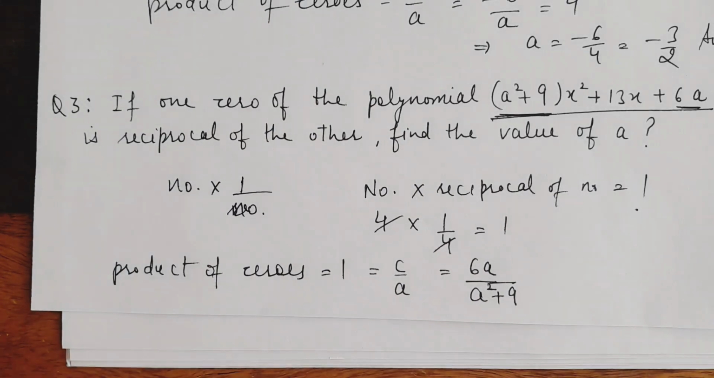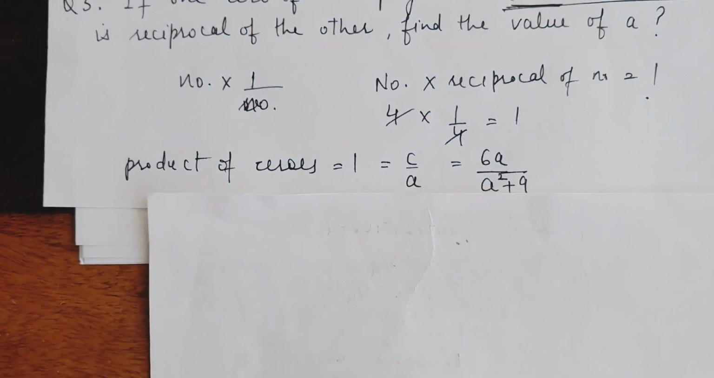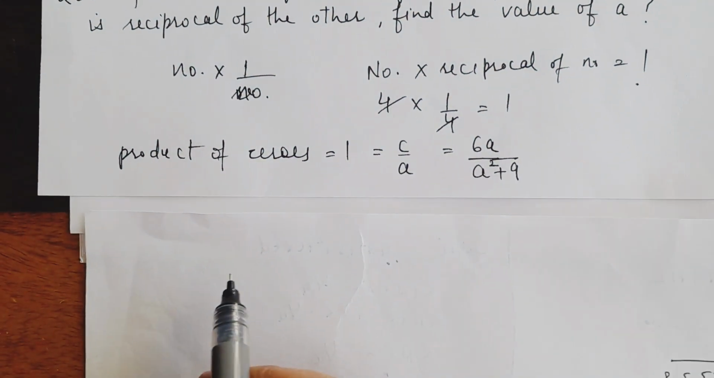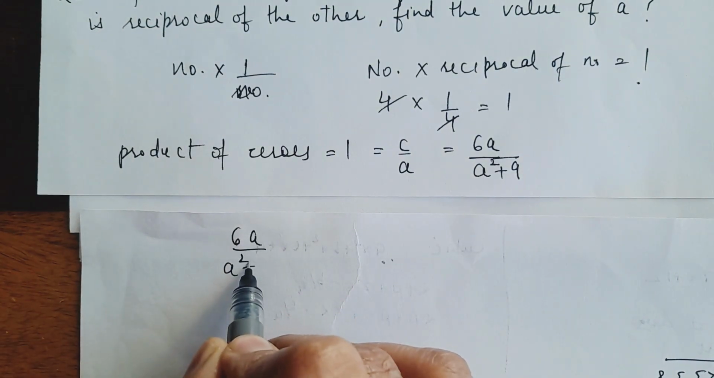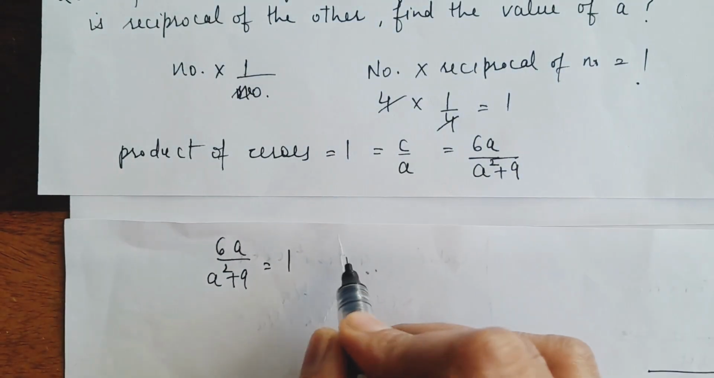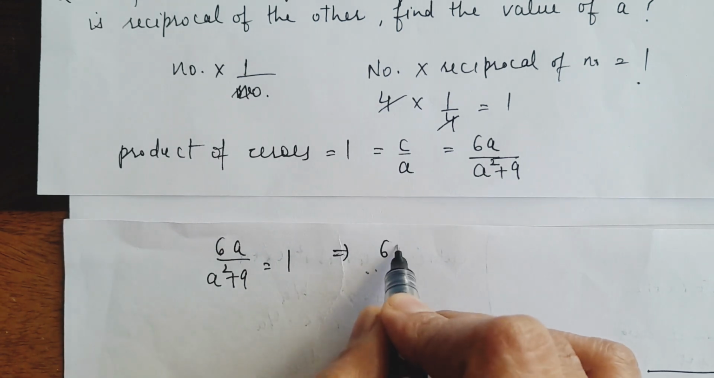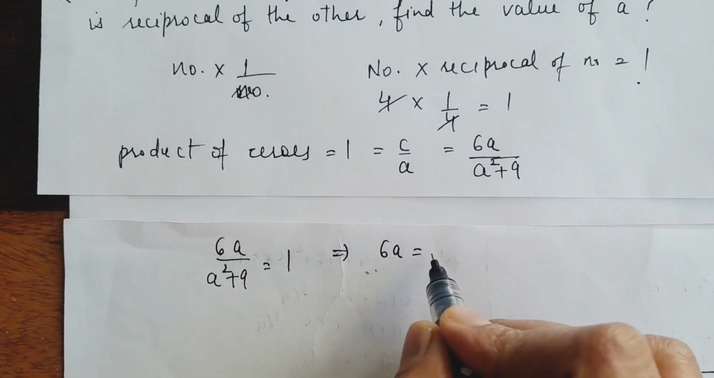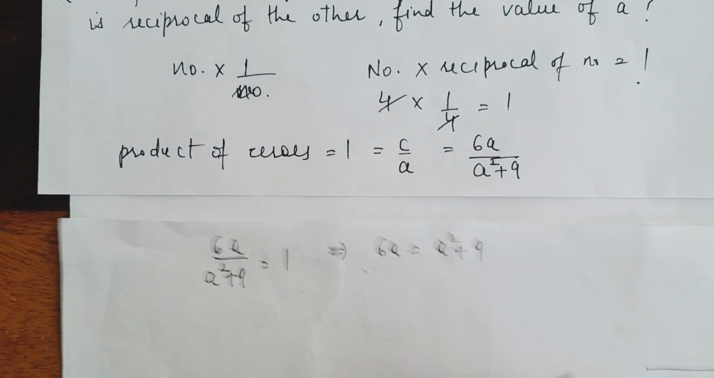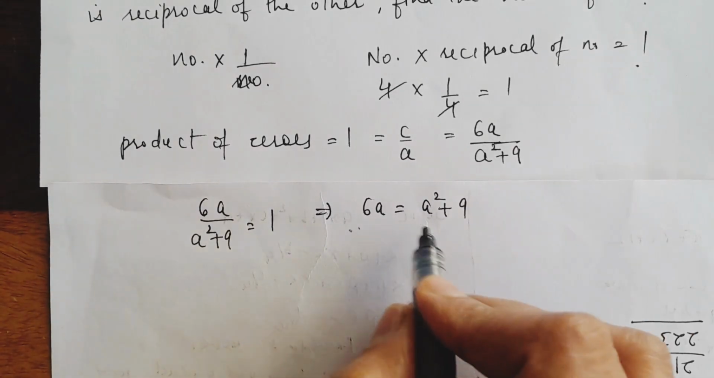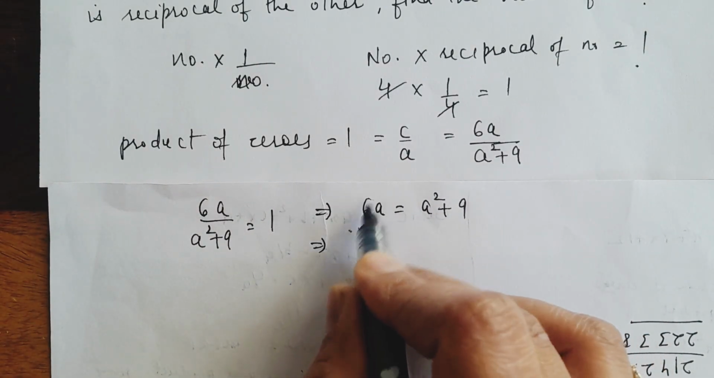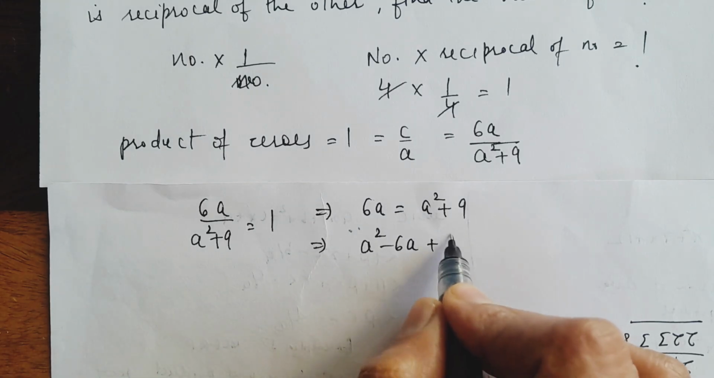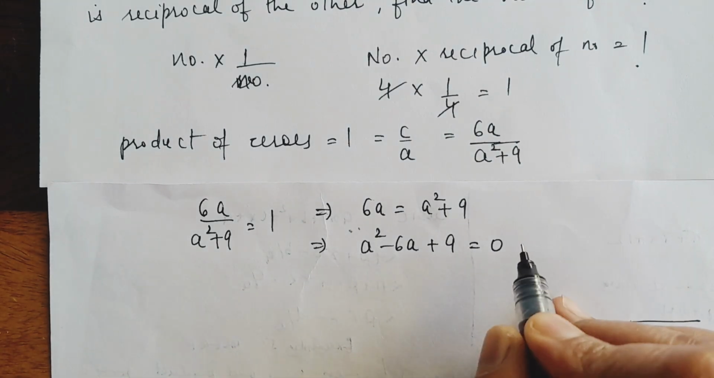We got the equation here. Now what is the equation? You can see that the equation is 1 is equal to this. So 6a by a square plus 9 equals 1, and we will simplify this. Cross multiply, then 6a will be equal to a square plus 9. So now we will make it a quadratic polynomial equation. A square, 6a we will shift to the other side, plus 9, that is equal to 0.